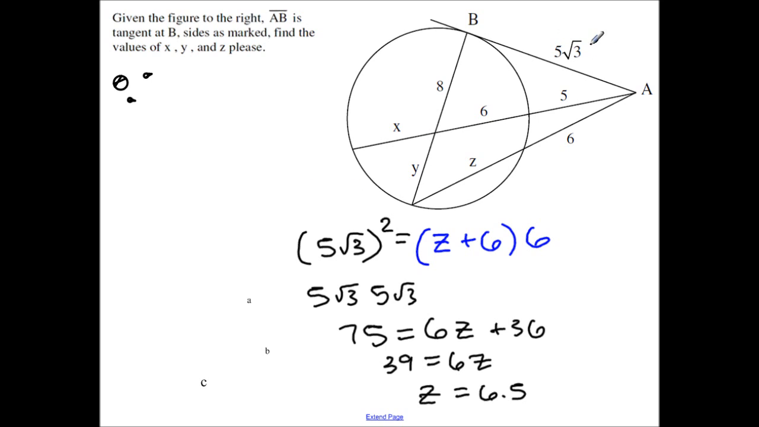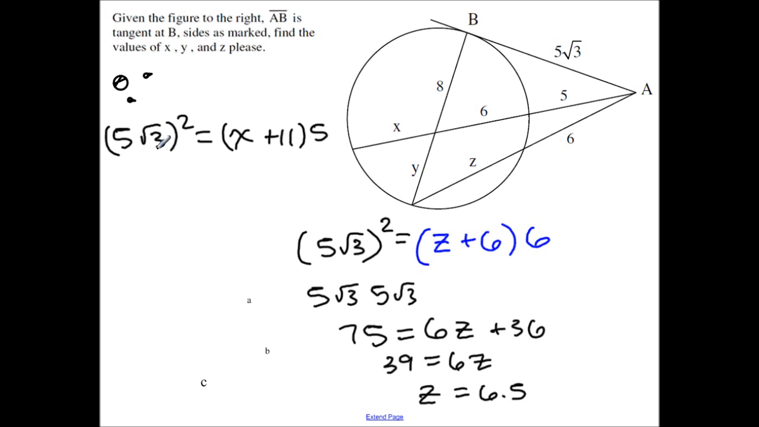I'm going to start with my secant segment squared. So again, 5 root 3, and we will square that. And that will equal, okay, so we're going to look at the entire secant segment. So it's an x plus a 6 plus a 5, or x plus 11. And then I'm going to multiply that by the external part, so times this 5.